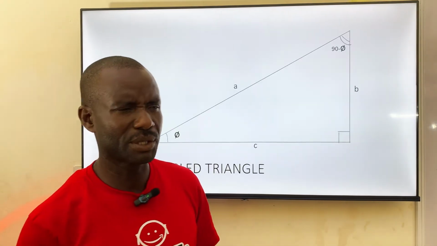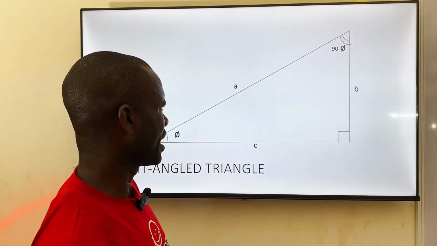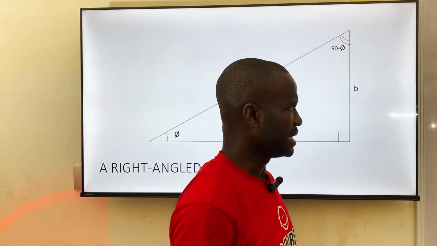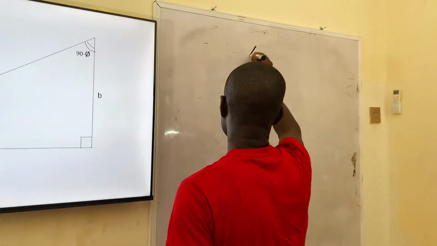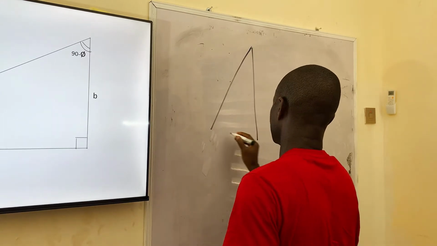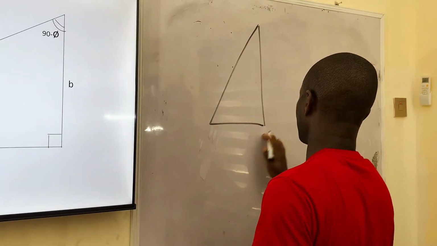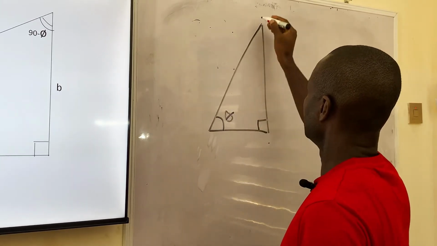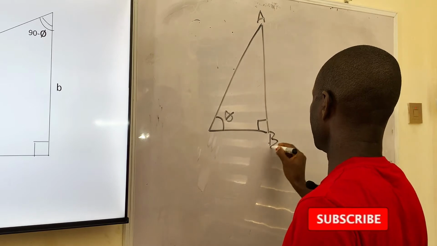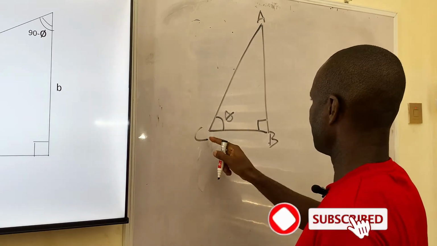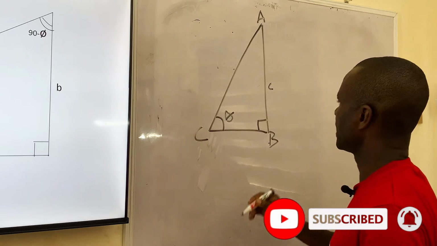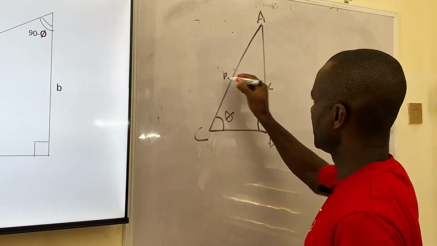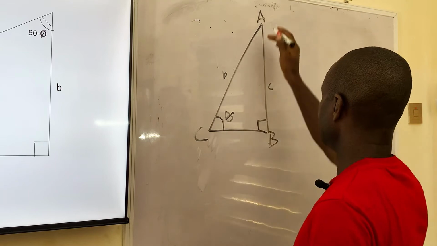So trigonometry. Before we continue, we need to look at the right angle triangle and some of its characteristics. A right angle triangle is a triangle with 90 degrees on one side, giving an angle theta. The sides are labeled A, B, C, where the side facing this angle is C, the hypotenuse is B, and then this side is A.